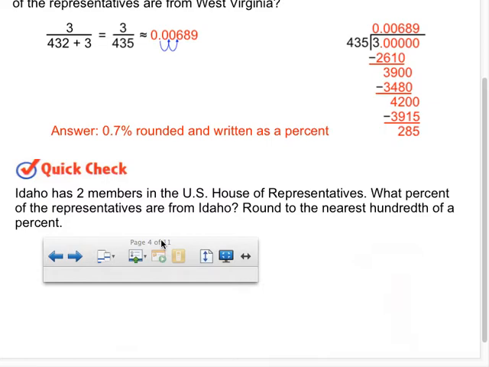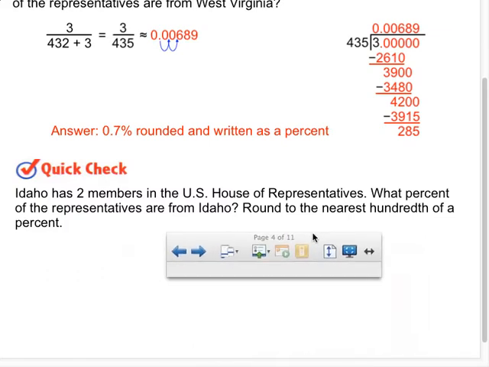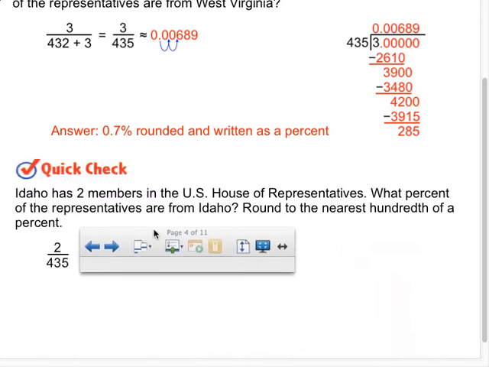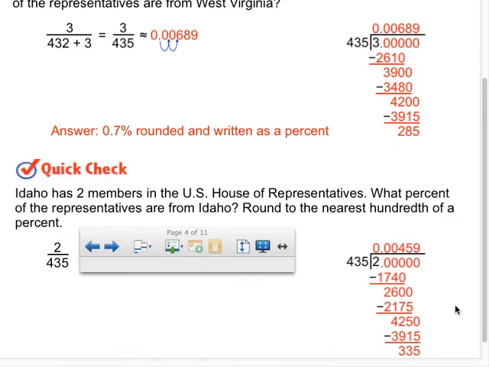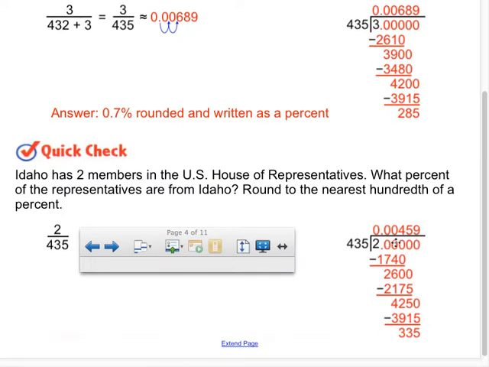2 over 435, because now we're trying to find the percent of representatives from Idaho. So we need the bottom number to be all the representatives, right? And we already found in the previous problem that it was 435. Okay? And so basically we have to do our long division. I don't know how far you are in your long division, but it says round to the nearest hundredths of a percent. So it looks like this goes on, but we only had to go out tenths, hundredths, thousandths, ten-thousandths, hundred-thousandths, because we need to know what this 5 is going to be when we rewrite the decimal.